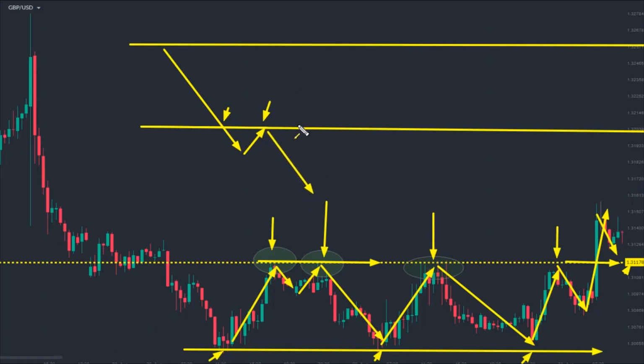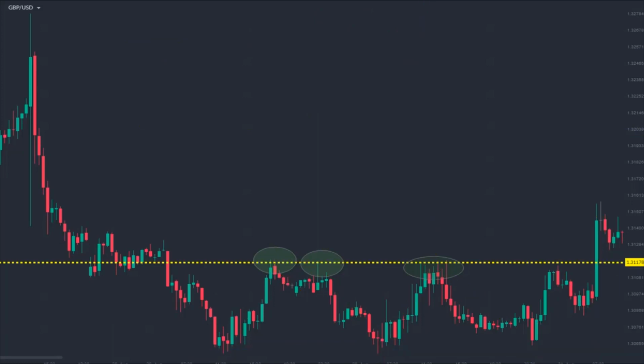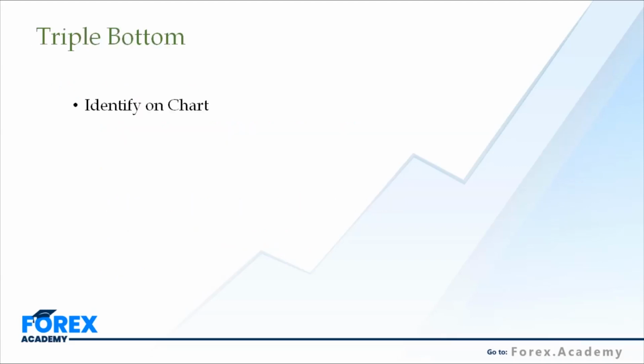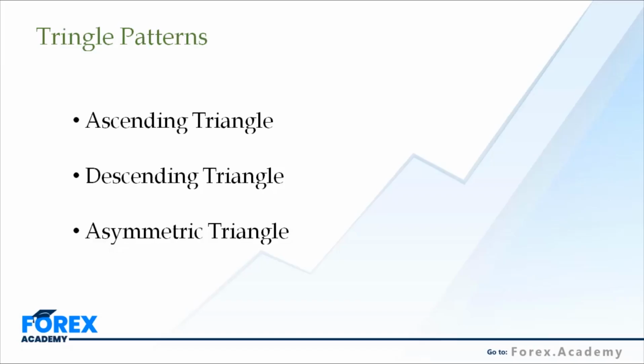Likewise, let's suppose the resistance level which is now violated here is likely to work as a support now, and the market is very likely to test this level and take a bullish reversal. So yeah, having said that, this is how we can take the buying or selling positions, or this is how the triple bottom levels are going to work.